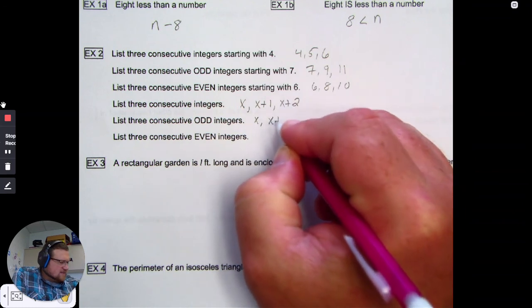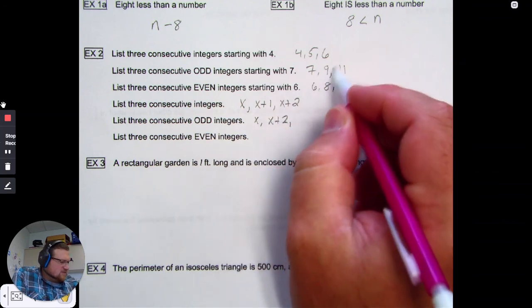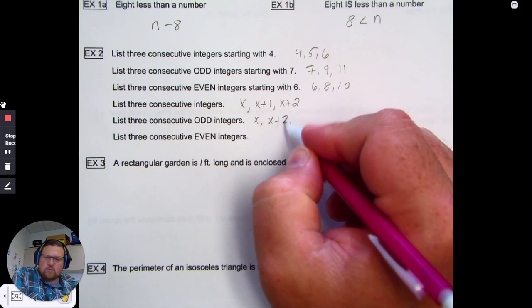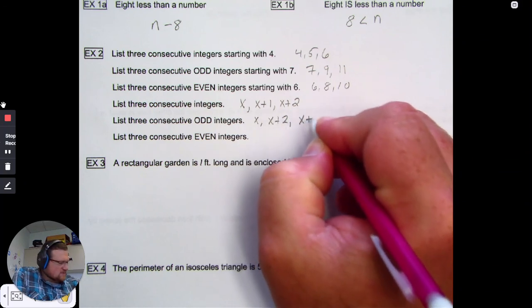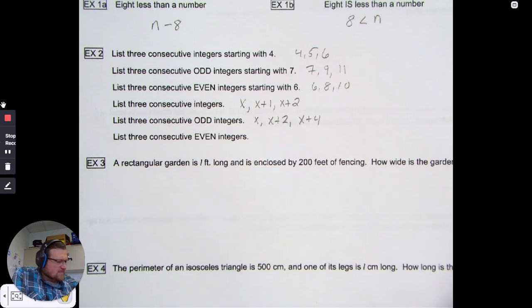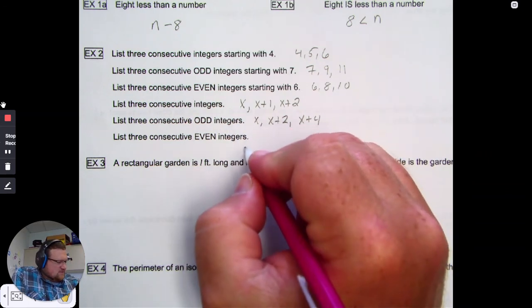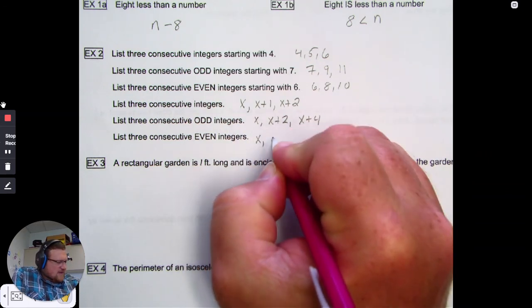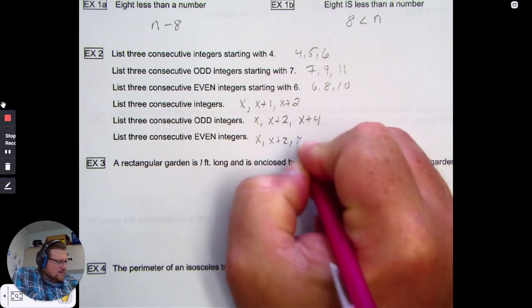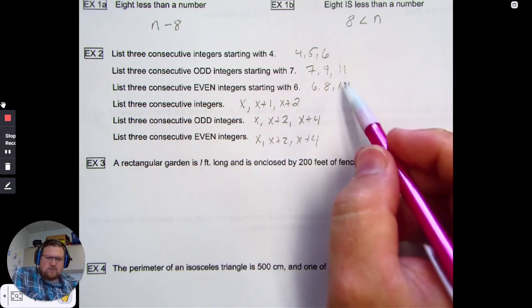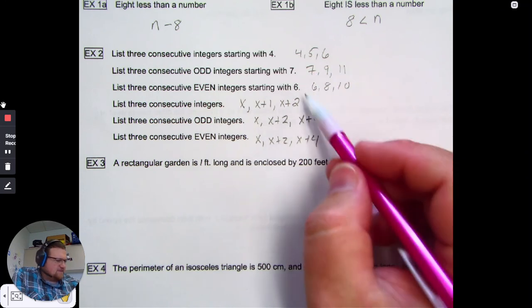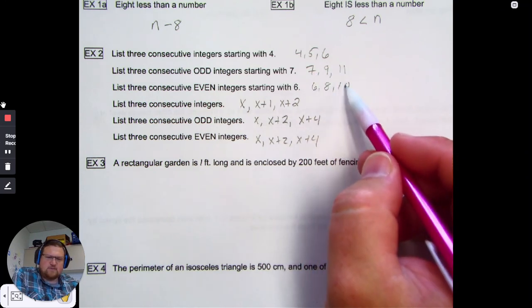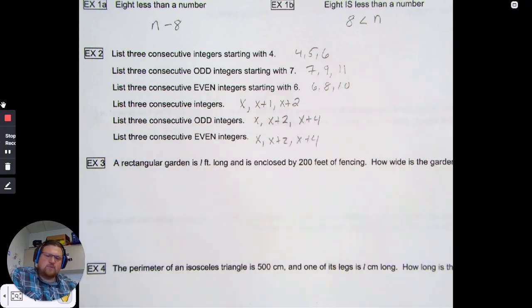So it's going to be x plus 2, and if we want to get to the one after that, we have to add 2 more. Well, we already added 2, so if we add 2 more, that gets us to 4. So that's going to be x plus 4. Same exact thing is true with even integers. We're at x, x plus 2, and x plus 4. And as we looked at before, 7 plus 2 is 9, plus 2 is 11, 6 plus 2 is 8, plus 2 is 10. So we're adding 2 whether it's odd or even.